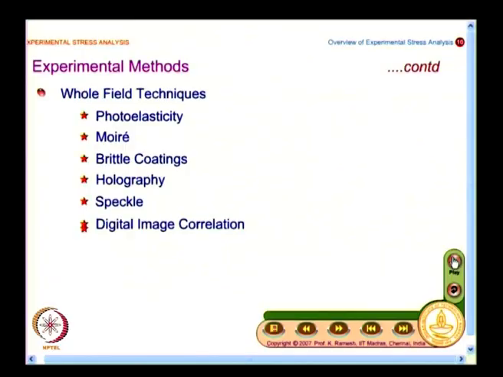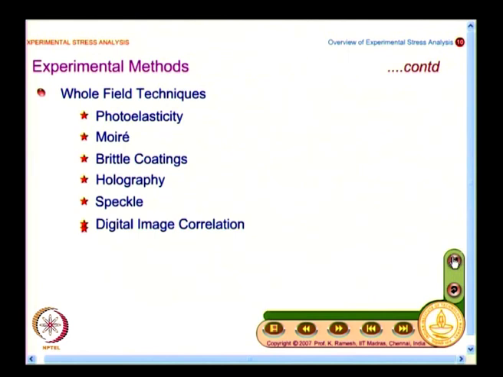And you have holography. Many of you must have seen holography as a sticker on many products. It is mostly used as a security device, but it is also a very good experimental technique, and you would essentially get the displacement vector. And you have speckle methods, which are a variation of holography, and one very recent experimental technique is digital image correlation. This has the advantage of working at multiple scales. Specimen and surface preparation are very simple.